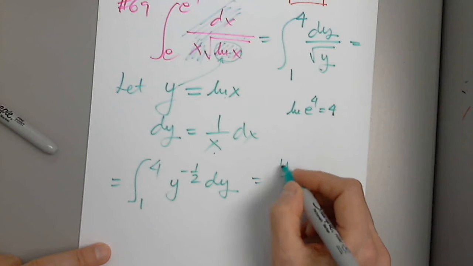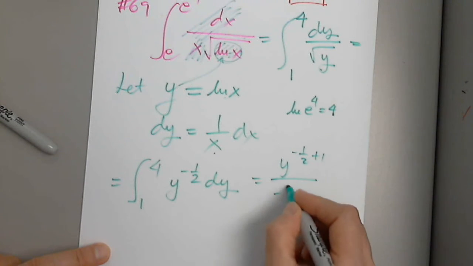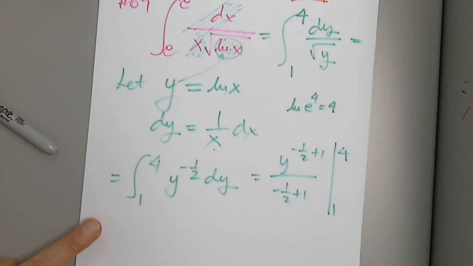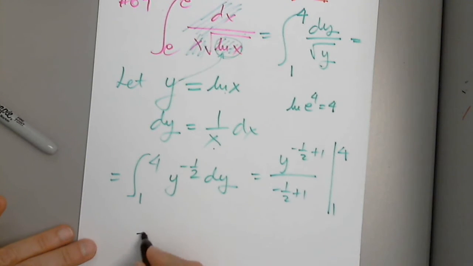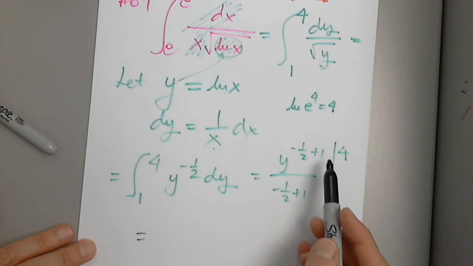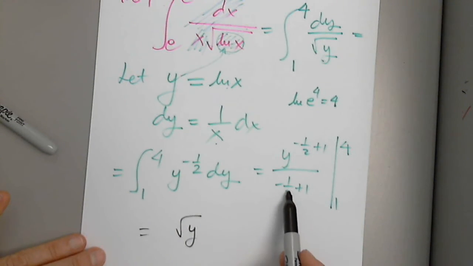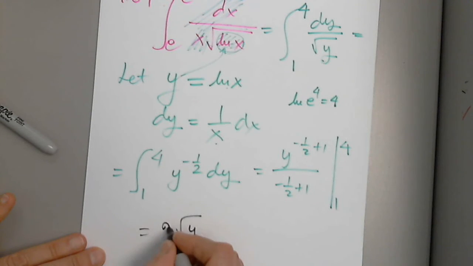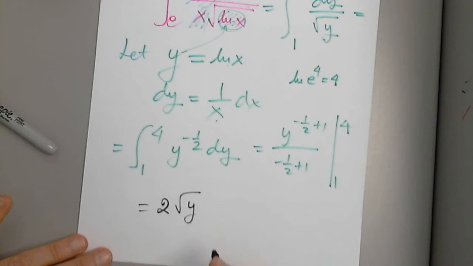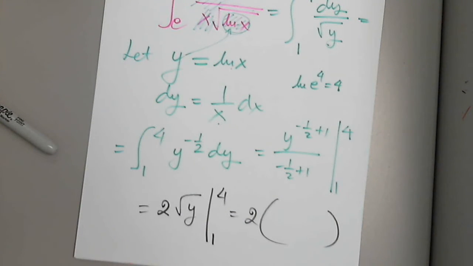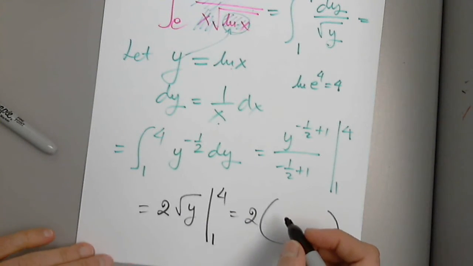So then this is y to the negative 1/2 plus 1, over negative 1/2 plus 1, from 1 through 4. Is this clear, everyone? Okay, so let's simplify the powers. Negative 1/2 plus 1 is 1/2, so this must be the square root of y. And negative 1/2 plus 1 is 1/2, so it's a 2 in front. Nice. From 1 to 4. Leave the constant outside.